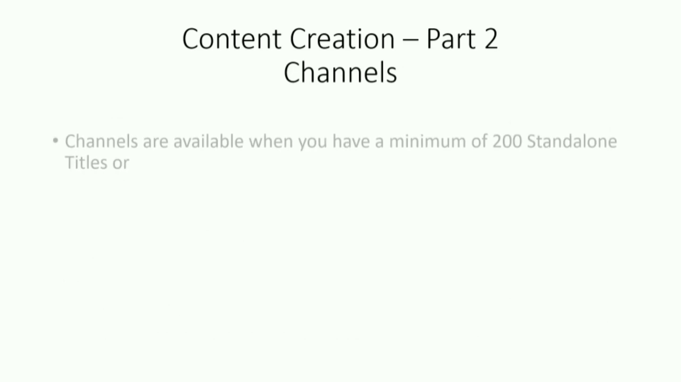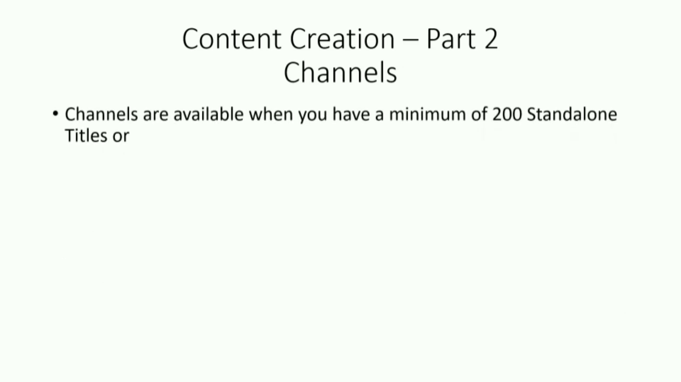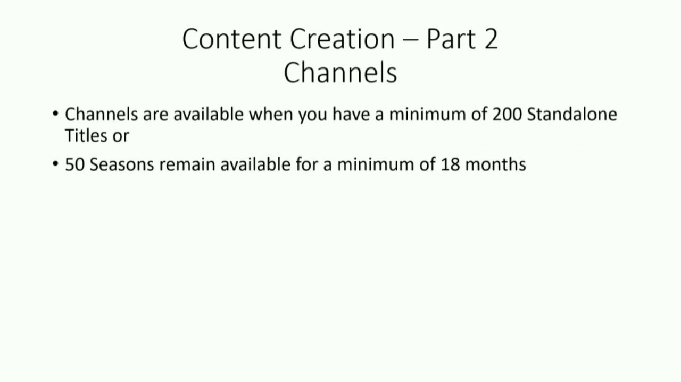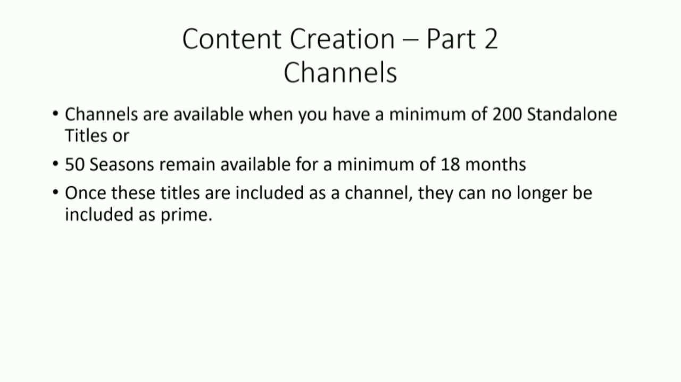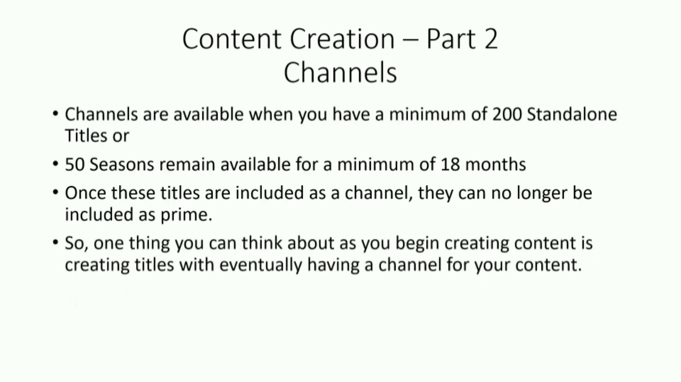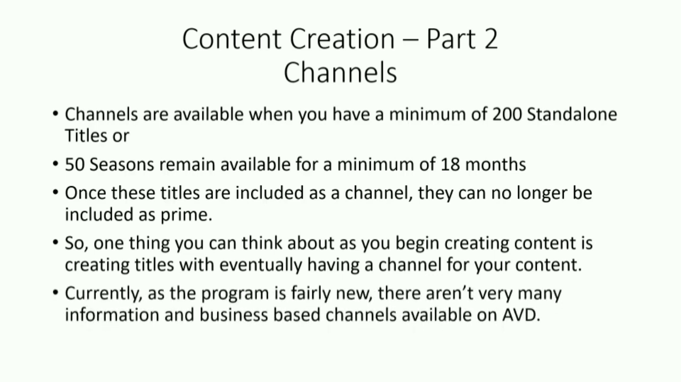Now, with respect to channels, they are available when you have a minimum of 200 standalone titles or 50 seasons available for a minimum of 18 months. That's quite a bit of content, but it may be something that you want to build toward. Now, once these titles are included as a channel, though, they can no longer be included as Prime Video. So one thing you can think about as you begin creating content is creating titles with eventually having a channel for your content. Now, currently, as the program is fairly new, there aren't that many information and business-based channels available on Amazon Video Direct. So there's plenty of room for you to create your content.